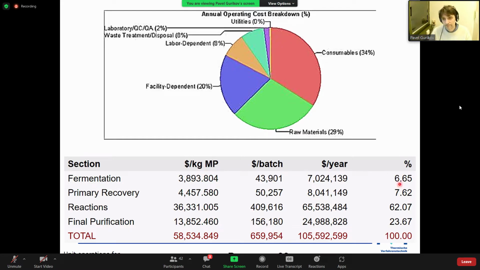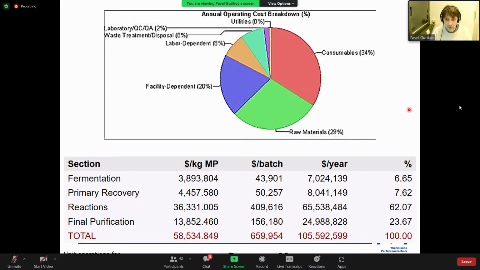Of course, here even a 1% increase in the final yield means a lot, because your selling price is quite high, and of course then you also spend quite some money. In absolute amount it is 85%, 15%, yeah, 15% just for fermentation and primary recovery.